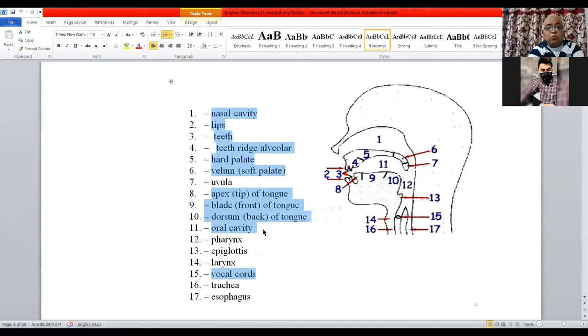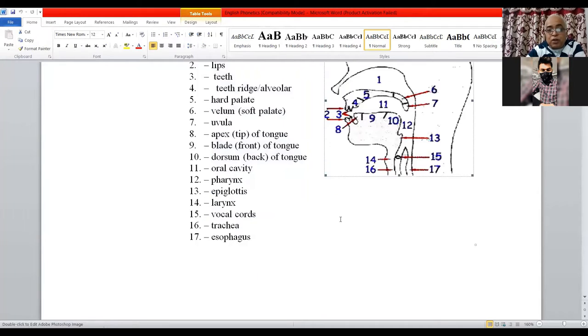These few things normally you may be asked to label. So you have to draw a diagram like this and you have to give arrows or you have to write it like this. 1, 2, 3, 4, 5, 6, 7, 8, 9, 10 of these you have to remember. Number one, it should be very clear.